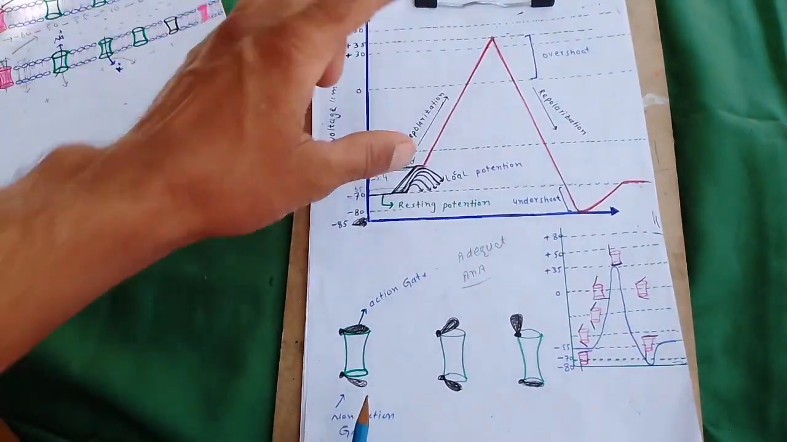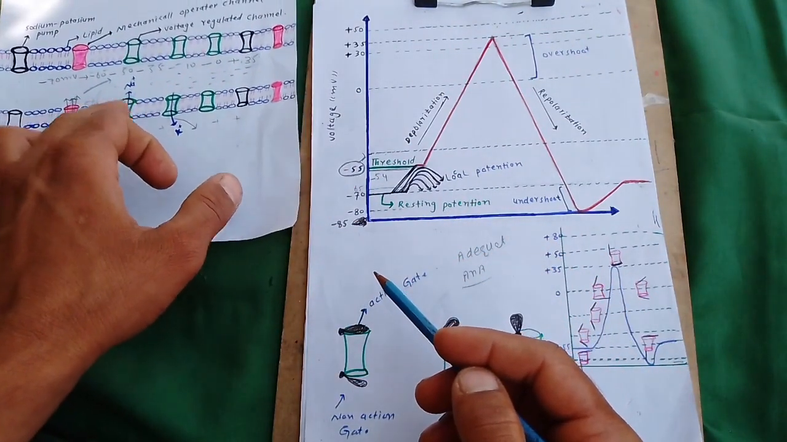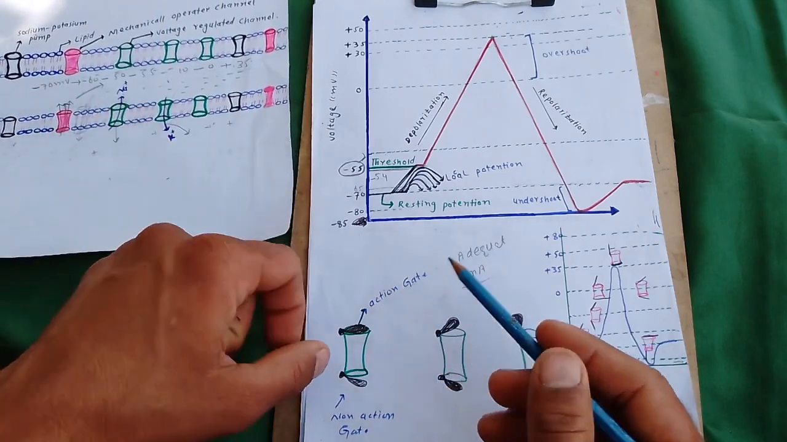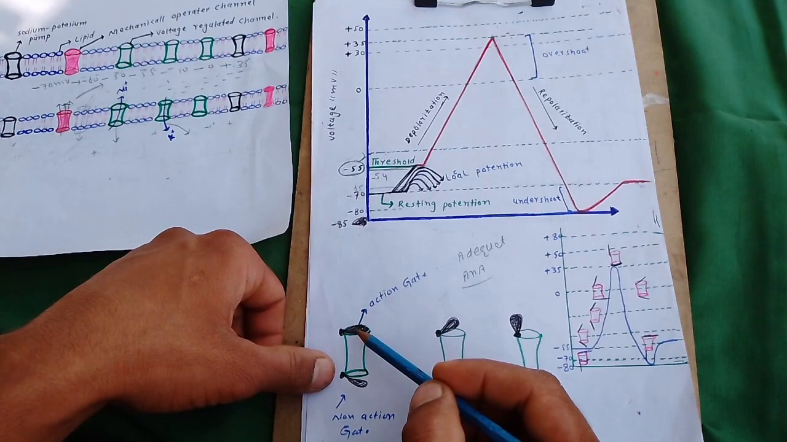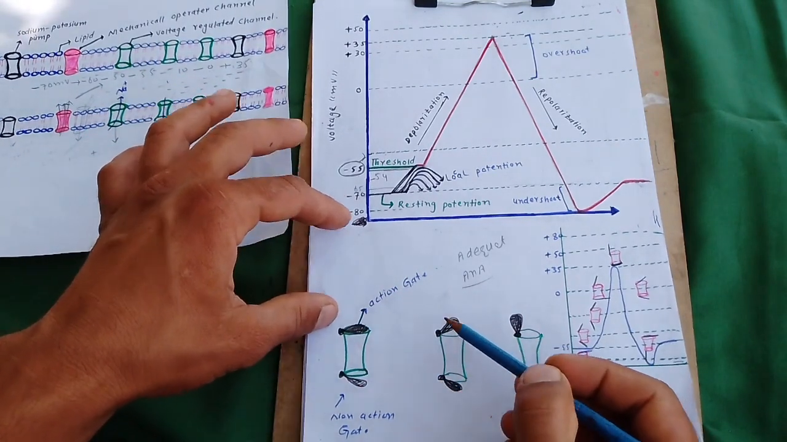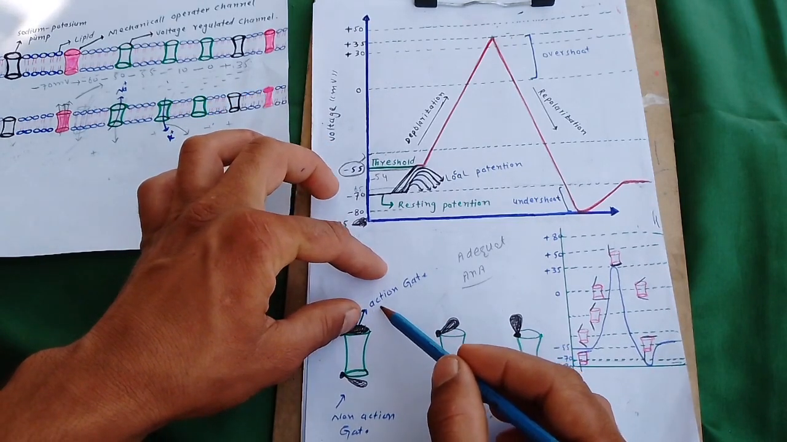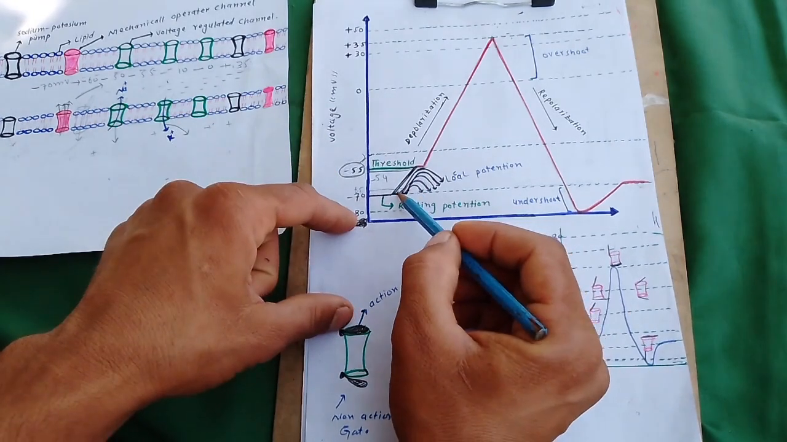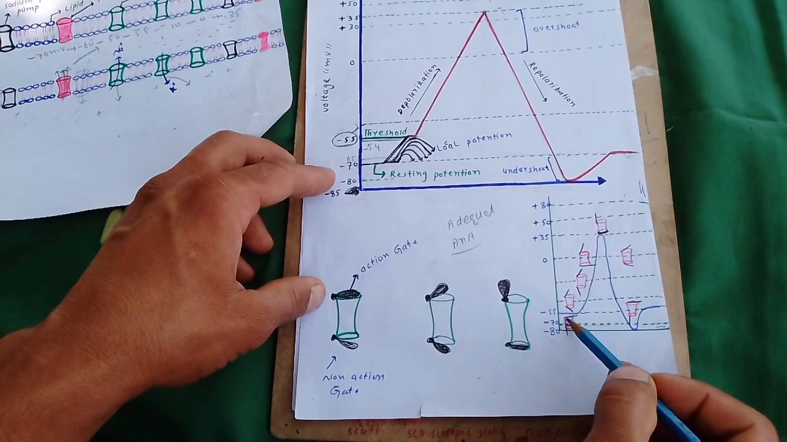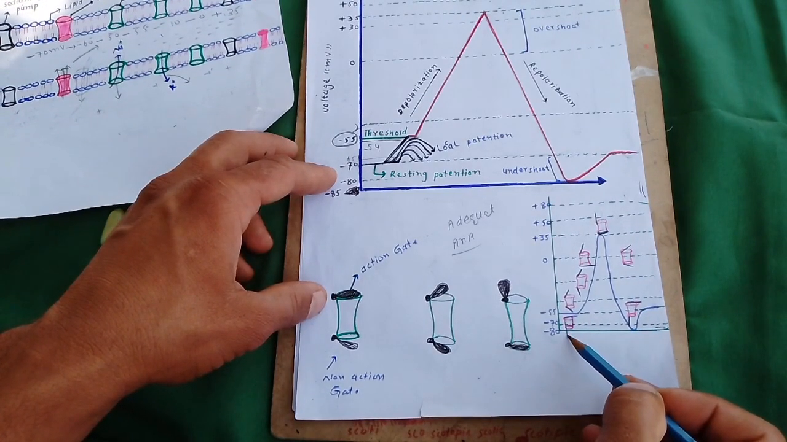How does depolarization occur? As you know, suppose this is only the sodium channel. Only consider the sodium voltage regulated channel. Skip the potassium voltage regulated channel. The sodium voltage regulated channel has two gates. One is called the action gate and the other is called the non-action gate. The action gate is completely closed in the resting state. This is the resting state. In the resting state, the action gate is completely closed while the non-action gate is completely open.